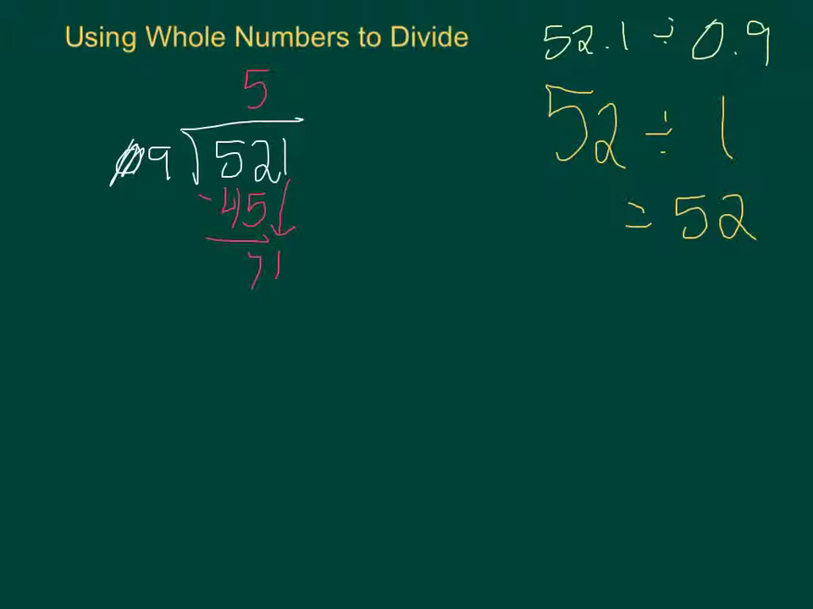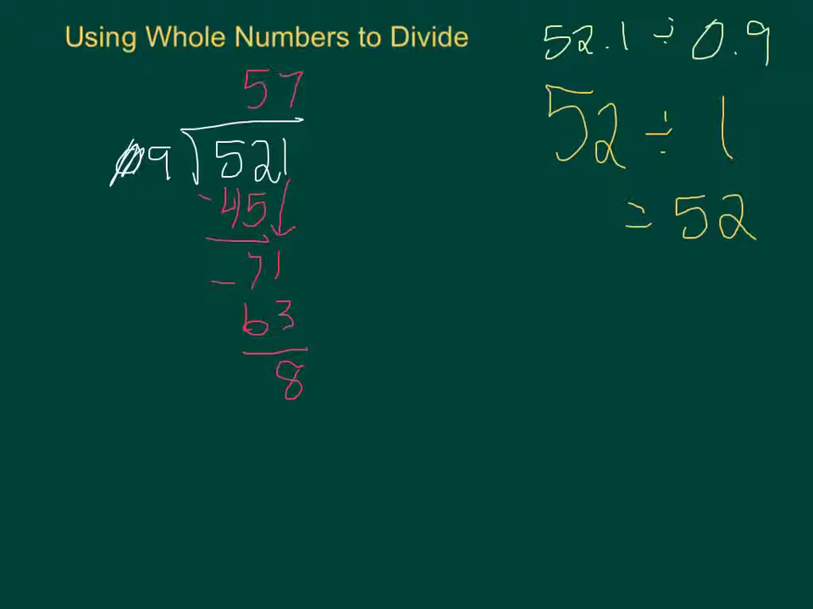How many times does 9 go into the number 71? 9 goes into 71 7 times. I know that 9 times 7 is 63, and I'm going to subtract. So 71 subtract 63, I have a remainder of 8. But I need to keep dividing until I don't have a remainder, so I know what my answer is.